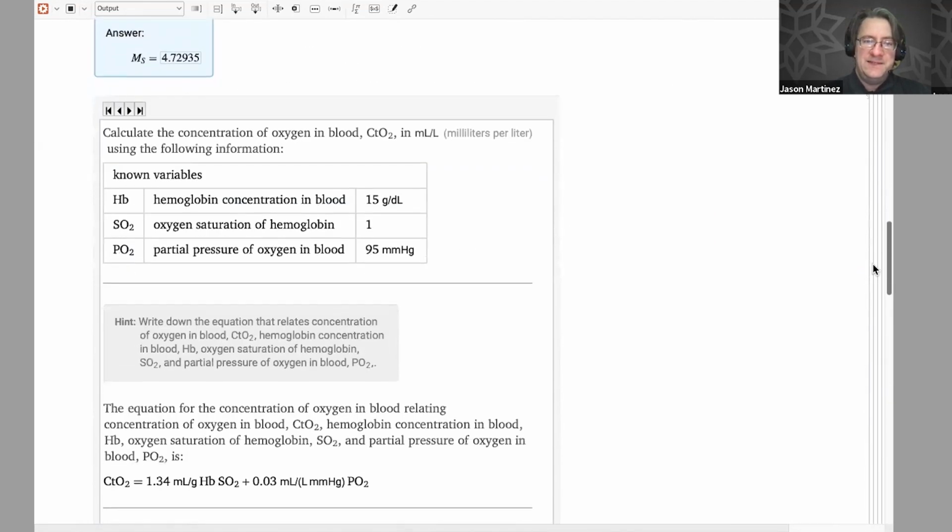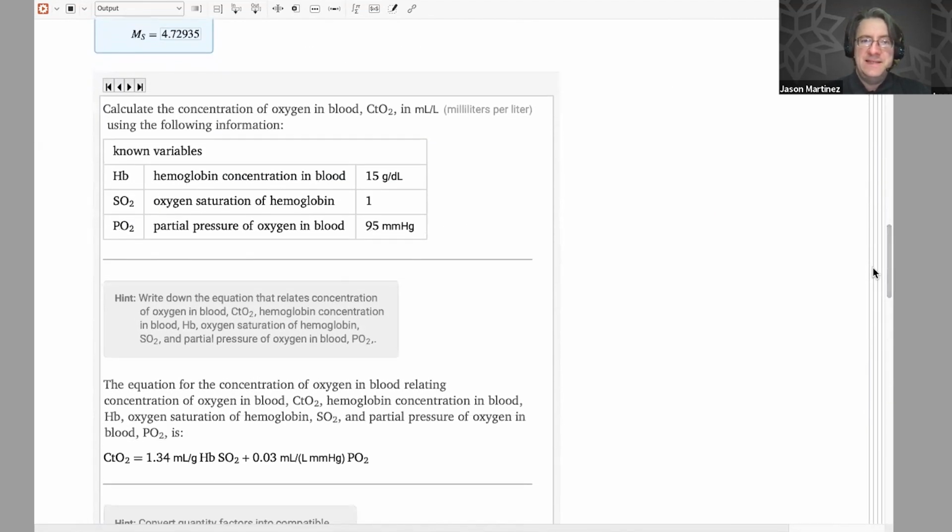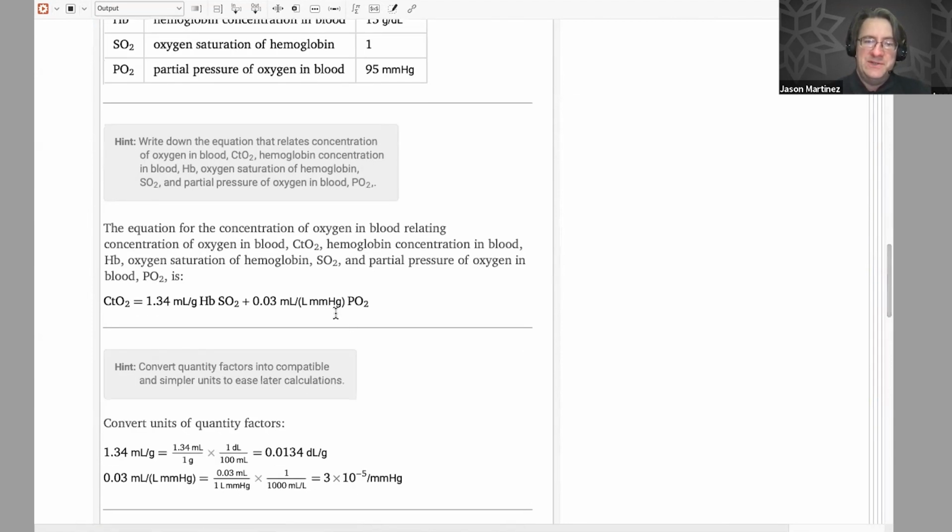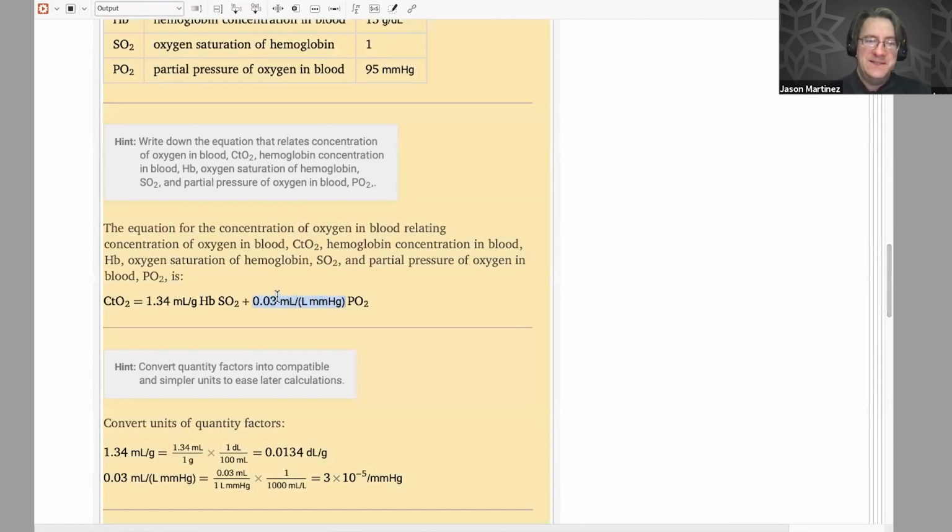Another example of this is from medicine, a concentration of oxygen in the blood. That formula uses an interesting, let's call it, factor of milliliters over liters per millimeter of mercury. And so it's helpful just to eliminate that milliliters per liter to do the full calculation.